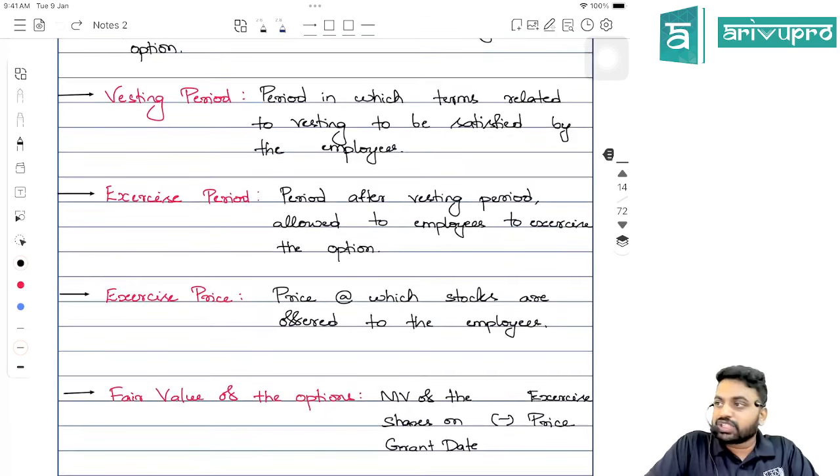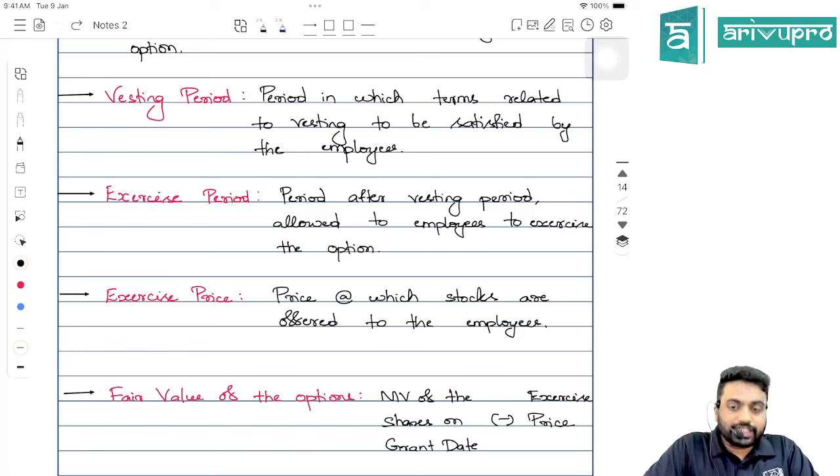So, what do you mean by vesting period? It is the period in which the terms related to vesting are to be satisfied by the employees. For example, the company might ask, in 2 years you have to achieve so much sales. Then 2 years is the vesting period. Or it might ask, 3 years you have to stay with us. So, that will be the vesting period.